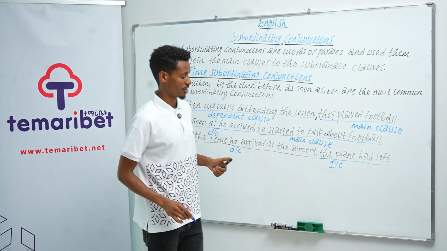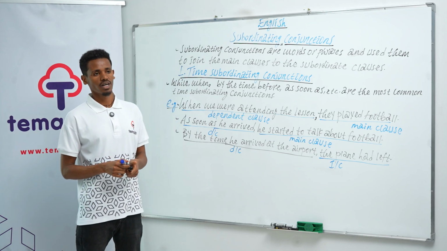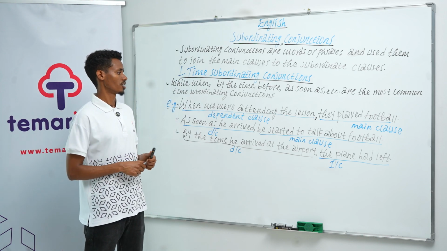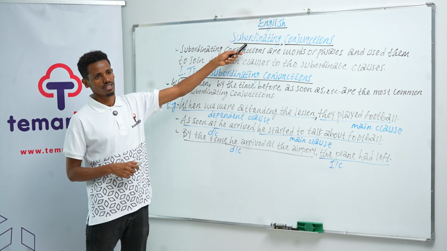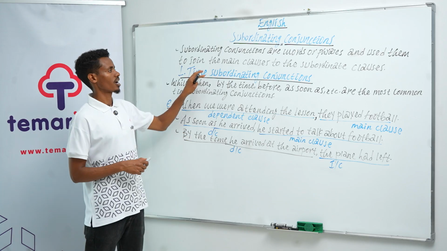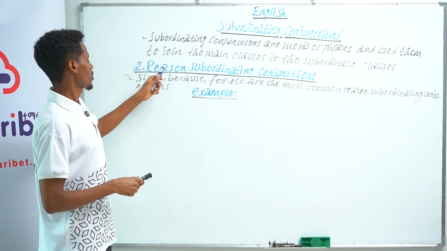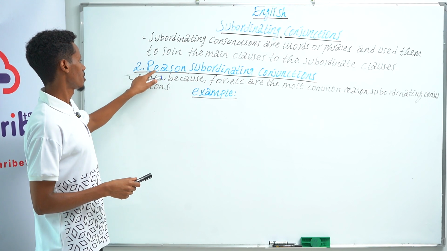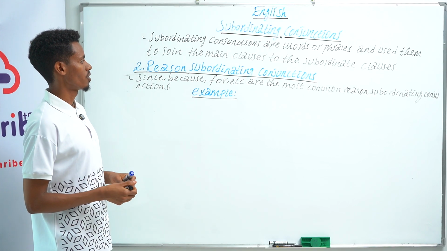So to join a dependent clause into an independent clause, we need to use such kinds of subordinating conjunctions. Here we have seen together the way to use time subordinating conjunctions. The next one is we'll see together the reason subordinating conjunctions.